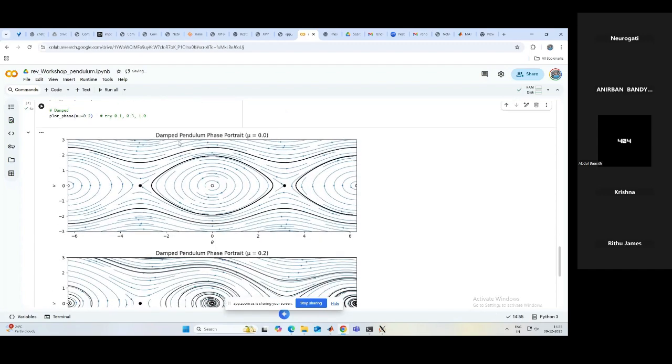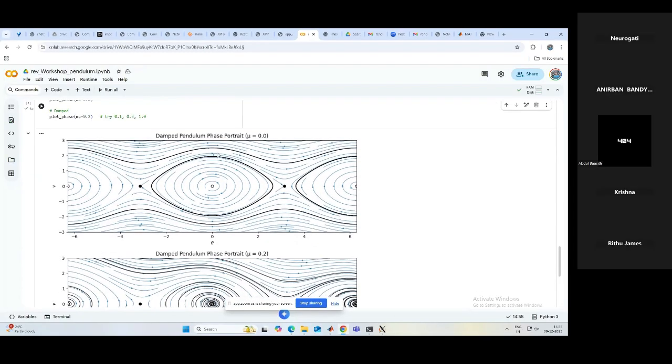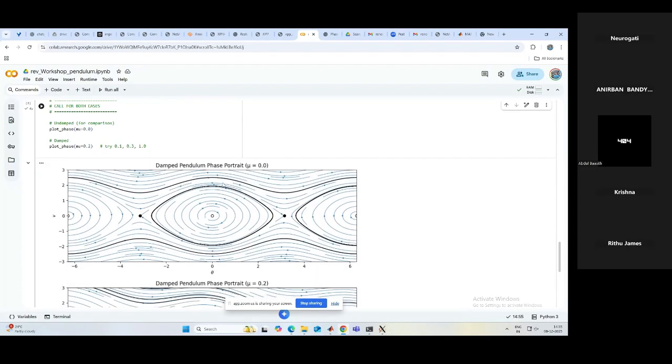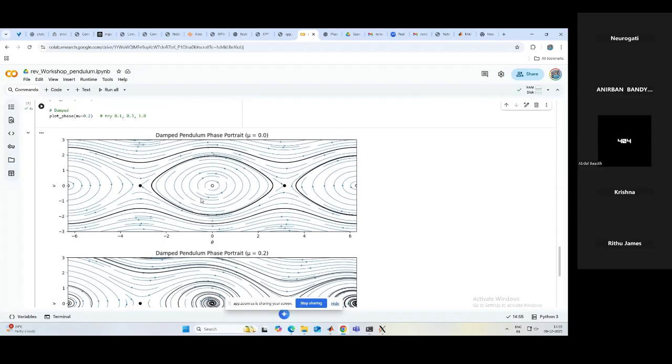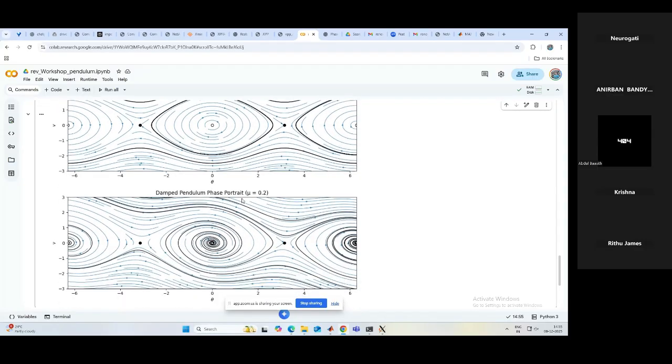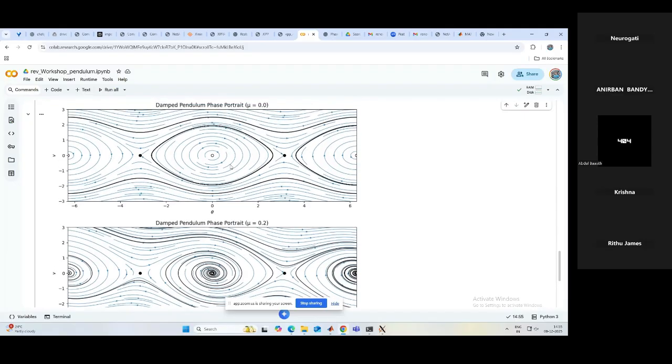If mu is 0, you'll get a simple undamped pendulum. We'll get closed orbits, like periodic solutions, and also rotation over the top. But if we introduce some kind of damping, then we'll get a spiral. It means the solutions will come here, here, here, and it will die. That you can see in a damped pendulum, right? So this will tell you how the two systems are different, the undamped and the damped.